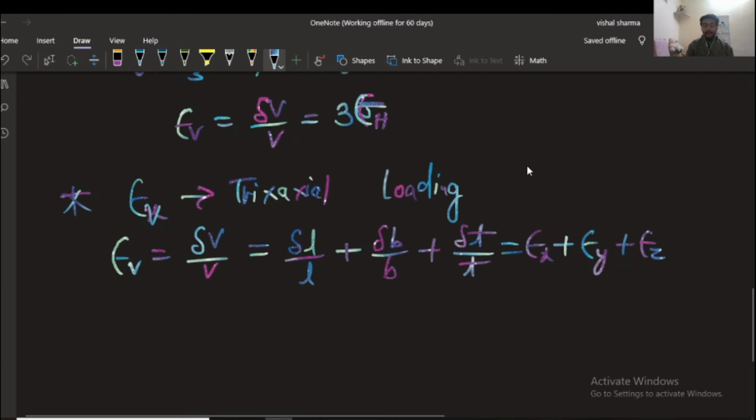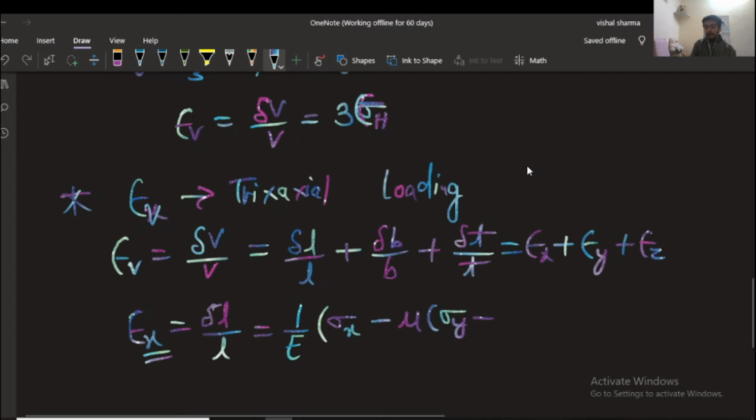So in the general case, if the stresses are given in the x, y and z directions, then how to find the strain in the x, y and z directions? It is given by epsilon x equals del L upon L equals 1 by E times, for the x direction, sigma x minus mu times sigma y plus sigma z.